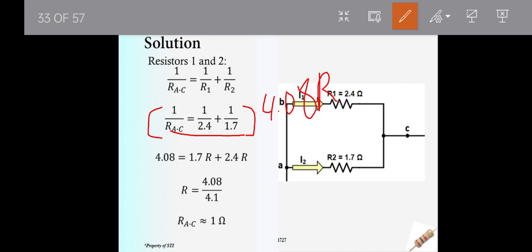4.08R. Okay? So, when we distribute it, we have 4.08. And distributing here, 4.08R divided by 2.4 is equivalent to 1.7R. And this one, 4.08 divided by 1.7 is simply 2.4R. And adding all of this, we have 4.1R, and since we're looking for R, we divide both sides of the equation by 4.1. So 4.08 divided by 4.1 is approximately 1 ohm.